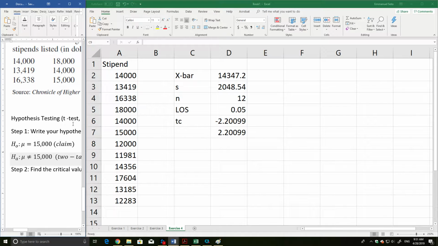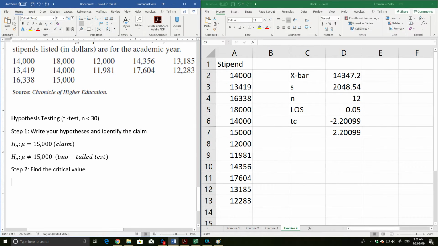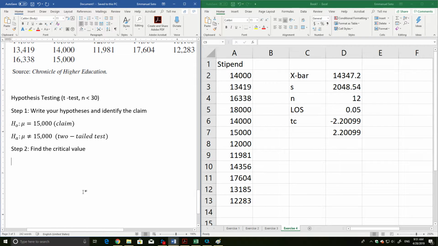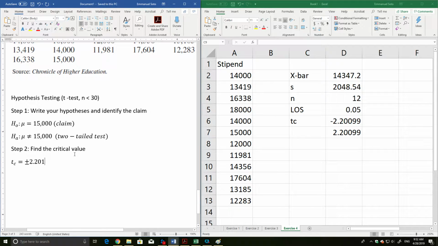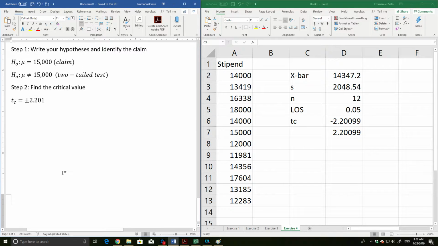All right, so then what we ended up doing for this, we said that our critical value, so T sub C equals plus or minus. If you want to do plus or minus, you can type in plus and then minus right away, and it'll do it for you. 2.201. So around there. So that's our critical value. So step 3 is to find the test value.